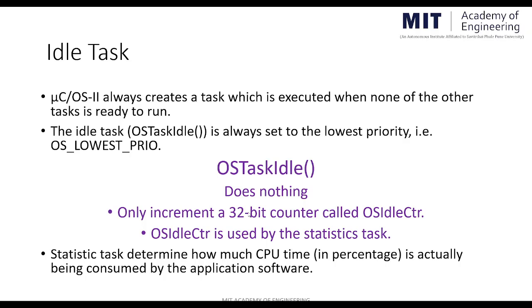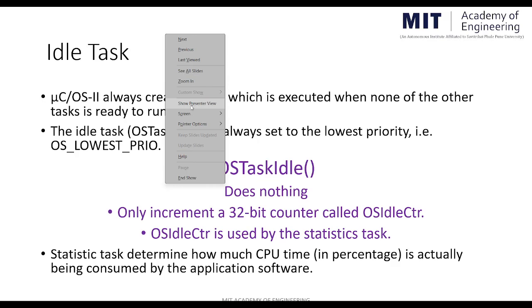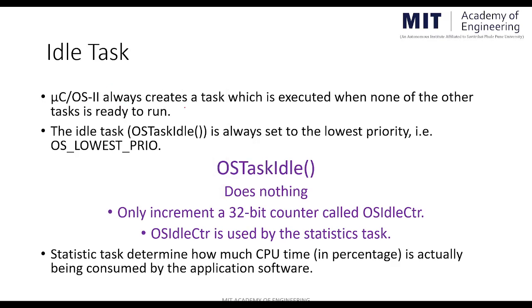The MuCOS2 always creates the task using the OS task create function. So MuCOS2 always creates a task which is executed when none of the other tasks is ready to run. In the previous videos, we have looked at the OS TCBs and the OS ready list table, which is always keeping track of which task is ready to run. In that also we have seen that the two system tasks are always reserved and those are always ready to run by making the value 1 in the ready list table.